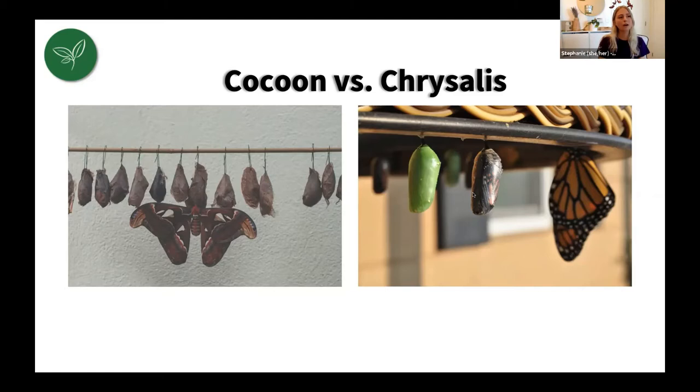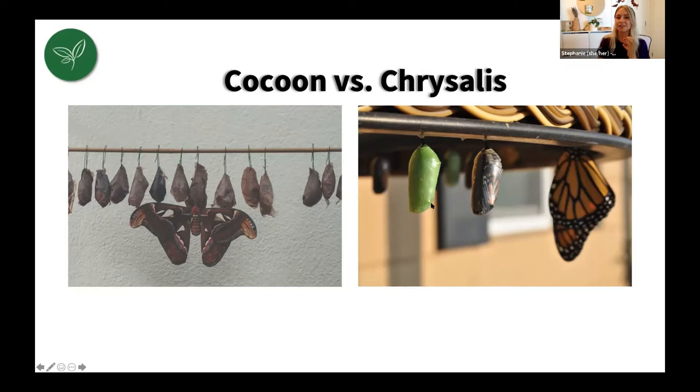Whereas our butterfly species, they go into something called a chrysalis. Not a cocoon. So the chrysalis is actually part of their body. I like to think of it as if you were to hang up a banana and then the banana peel starts to open. That's kind of like how our butterflies do it. So the banana peel is their exoskeleton, their skin.